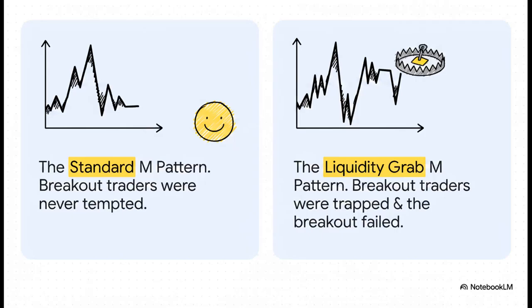So take a look at these two M patterns. I mean, they look practically identical, right? But here's the catch. One of them is a really high probability signal, and the other one, it's a total trap, designed specifically to fool traders and take their money. So which one is lying to you? Most people get this wrong, and that's exactly what we're going to break down.